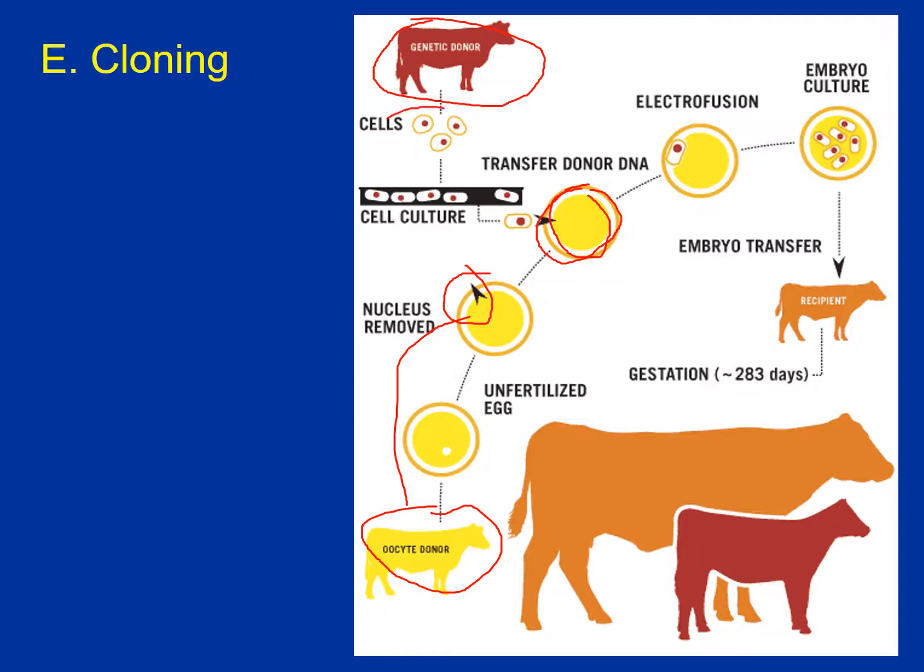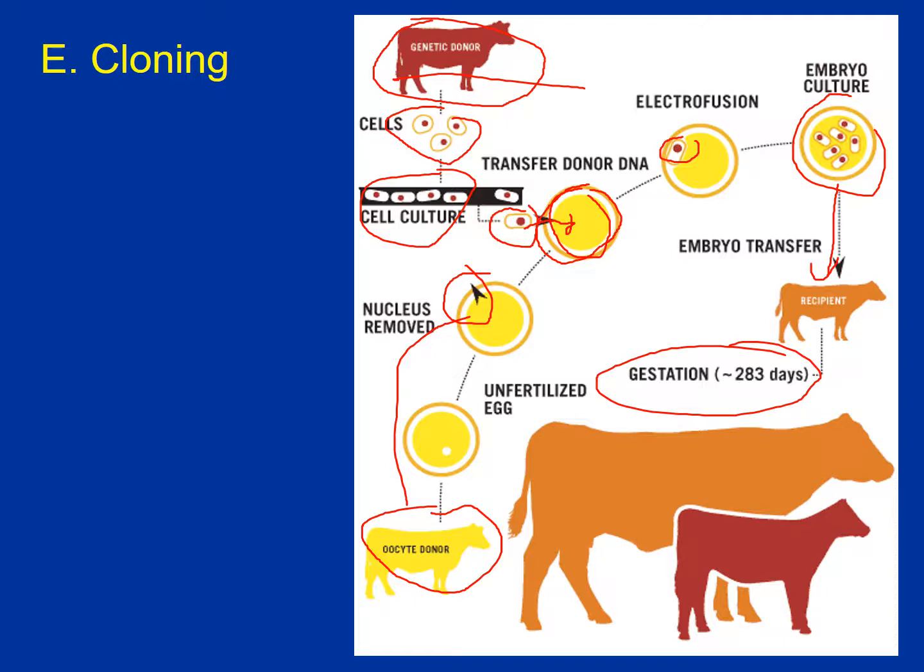So we just collect a few cells, and we culture the cells. And then we take a cell and we put it in this egg. So we've got the identical genetic material from what the donor cow was. We culture the embryo. We put the embryo into a recipient, and about 280 days later, we'll get this calf born that's an exact genetic copy of the mother.